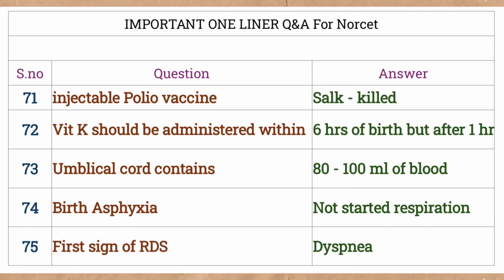71. Injectable polio vaccine: Salk, killed. 72. Vitamin K should be administered within 6 hours of birth but after 1 hour. 73. Umbilical cord contains 80 to 100 milliliters of blood. 74. Birth asphyxia: not started respiration. 75. First sign of RDS: dyspnea.